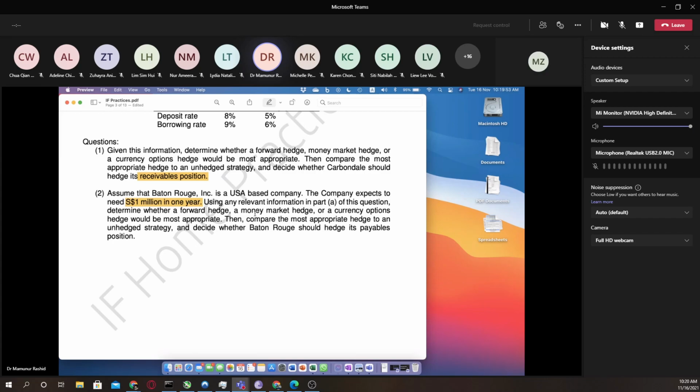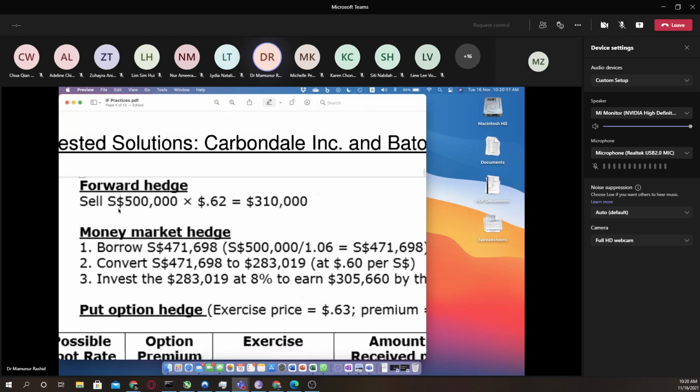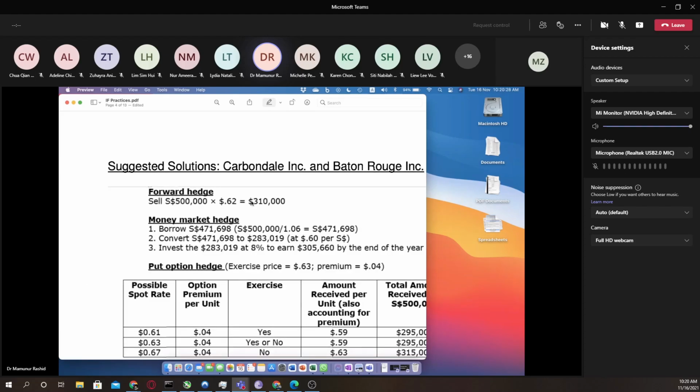Okay, now the forward hedge information is given. The forward exchange rate is 0.62, right? We are selling Singapore dollars when we receive them, because we are the US company. Carbondale is a US company. So you will sell Singapore dollars when you receive them, multiplied by 0.62, which is $310. So your exposure is $310 maximum.